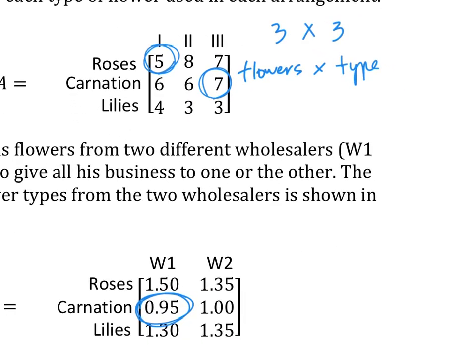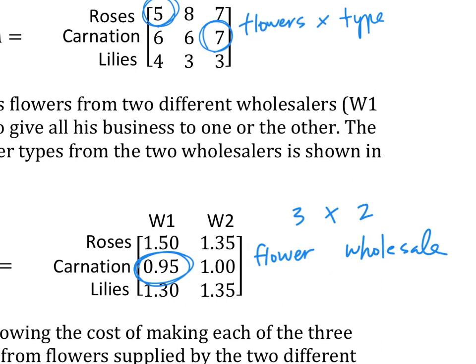Okay, let's look at the second matrix. What's the size? 3 by 2. What do rows mean? Flower. What does column mean? Sorry, wholesaler. Okay, so we're trying to figure out how much it's going to cost to make an arrangement from each wholesaler.